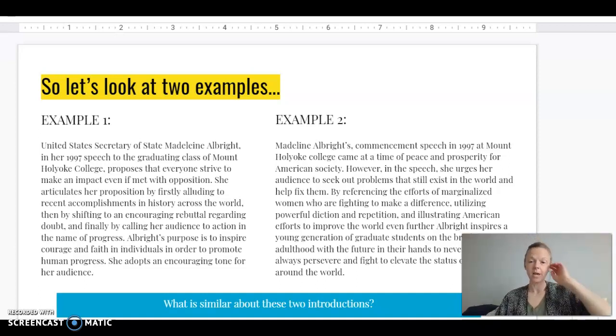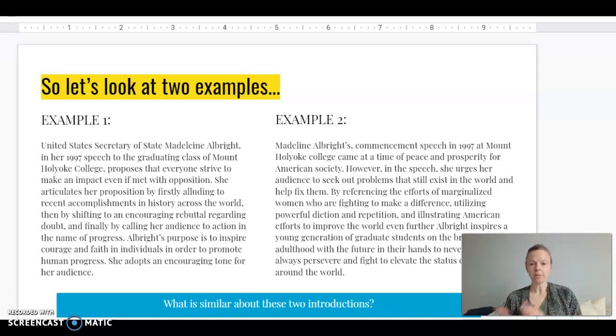It's pretty good, right? Okay, example 2. Madeleine Albright's commencement speech in 1997 at Mount Holyoke College came at a time of peace and prosperity for American society. However, in this speech, she urges her audience to seek out problems that still exist in the world and help fix them. By referencing the efforts of marginalized women who are fighting to make a difference, utilizing powerful diction and repetition, illustrating American efforts to improve the world even further, Albright inspires a young generation of graduate students on the brink of adulthood with the future in their hands to never settle. Also, always persevere and fight to elevate the status of women around the world.